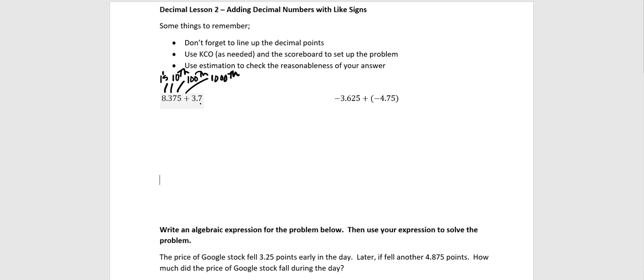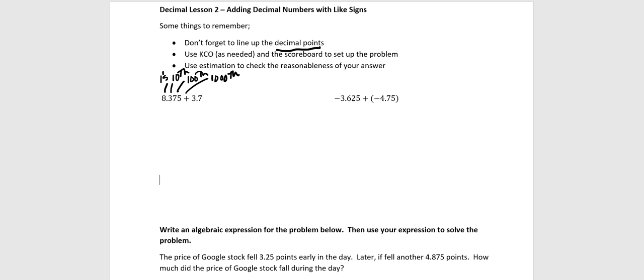Now, when I look at the 3.75 that's being added, we know the 3 is the ones place because it's 1 to the left of the decimal, and the 7 is the tenths place. So the reason why we have to remember to line up the decimal points in our numbers is because we have to make sure we're adding digits that have the same place value.